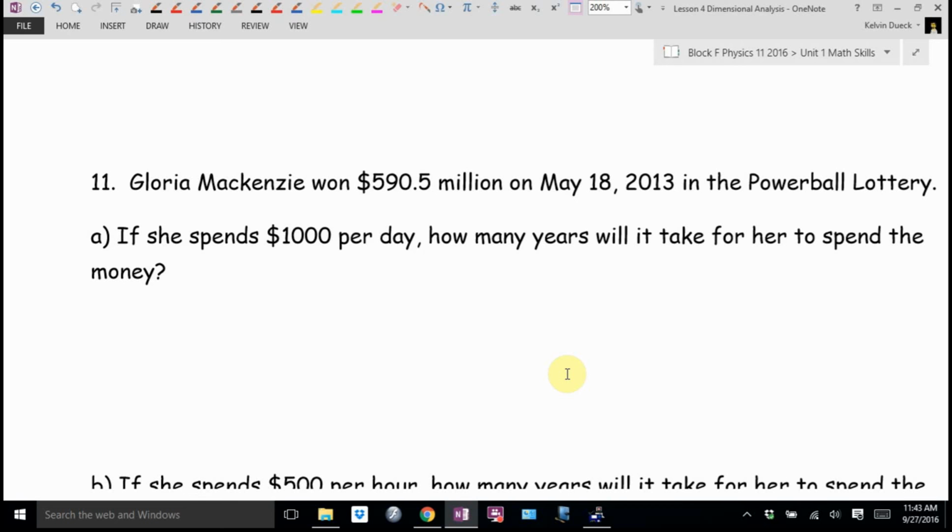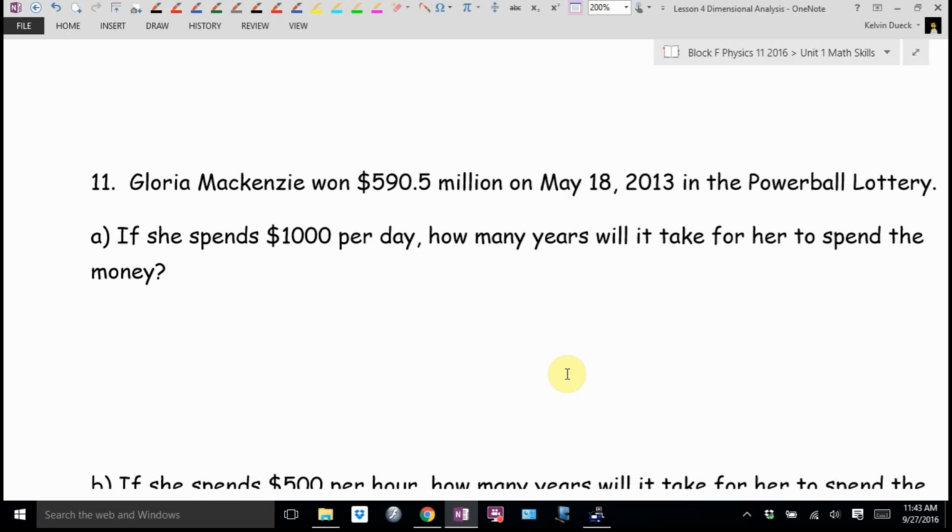Ready? This is accurate. Gloria McKenzie in 2013 won $590.5 million in the Powerball lottery. As far as I know, that's still the record for a single person winning a prize. And you've wondered questions like this. So here's our first question. If she spends $1,000 a day, how many years will it take her to spend the money? Can she spend it in her lifetime?